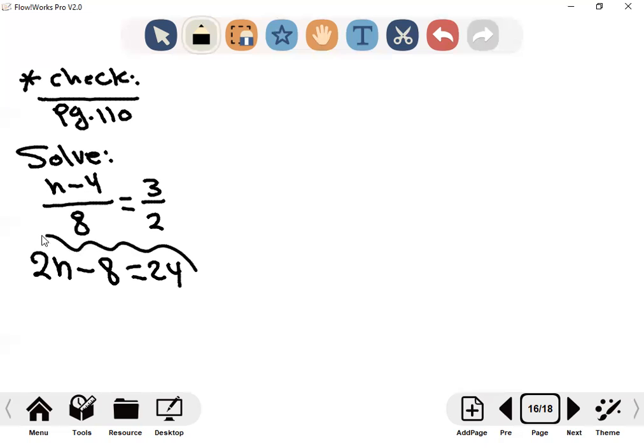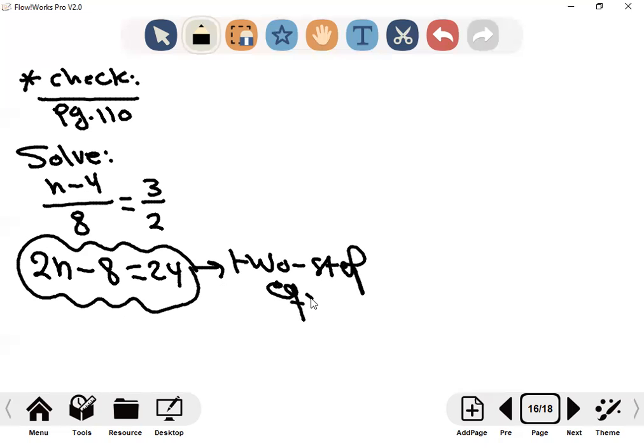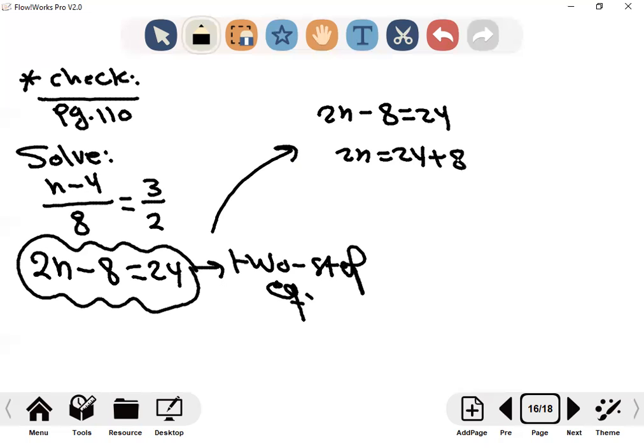Now here, if you remember, we call it two-step equations. We shift the negative 8 here, then we divide on 2. So to solve this: 2n minus 8 equals 24. 2n equals 24 plus 8, or you can say plus 8 here, plus 8 here, it's the same. 2n equals 24 plus 8, how much? 32. Divide both sides by 2, n will be 16.